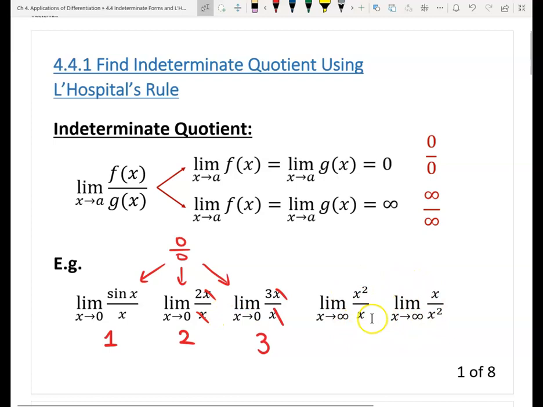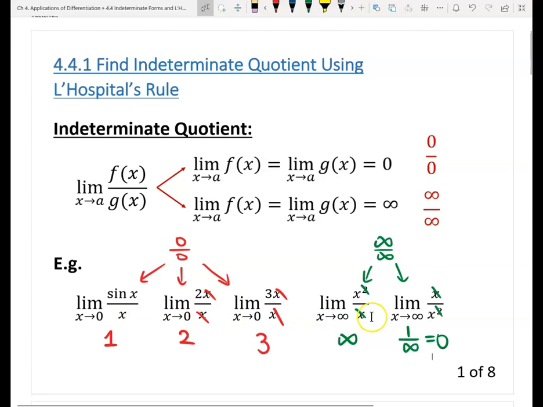Look at 2 more. How about this type? When x approaches infinity, the numerator x squared approaches infinity, and the denominator x also approaches infinity. Therefore, this is infinity over infinity. How about this? The same, infinity over infinity. So these 2 are the second type. How about the answer? This time we can also get the answer directly by simplifying. Divide out x, divide out x. So the answer is infinity. For the second, divide out x, and we have 1 over infinity, which is 0. So this type is also an indeterminate quotient because the answers are different.